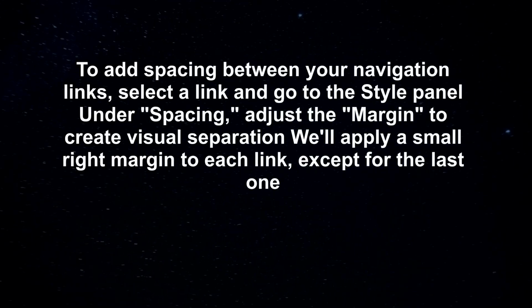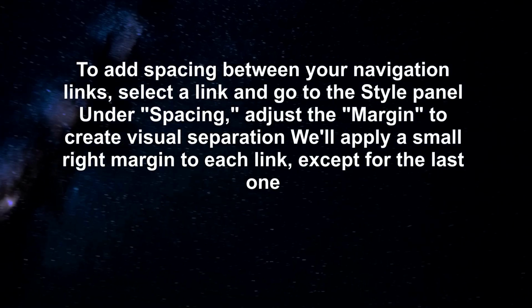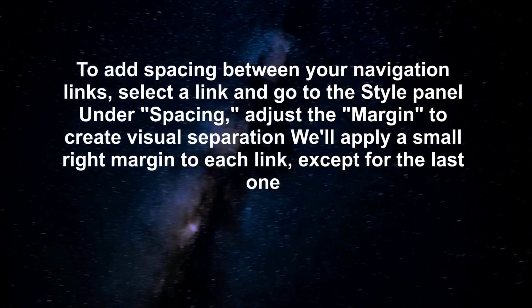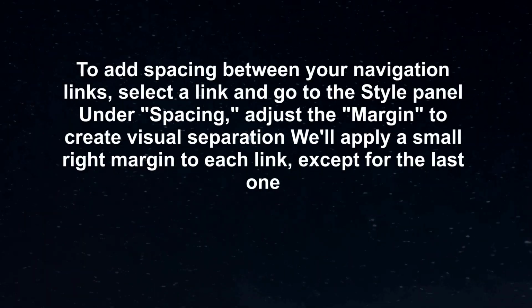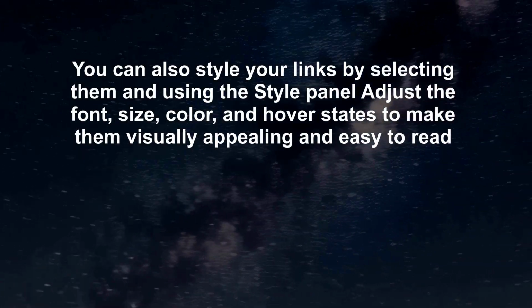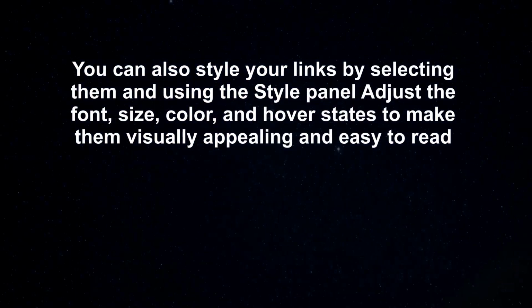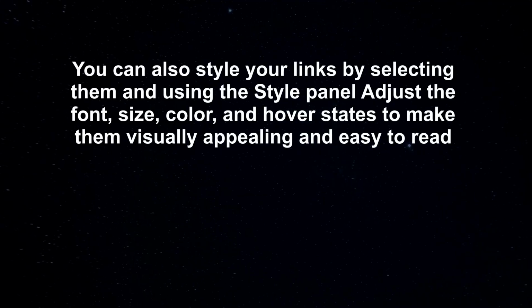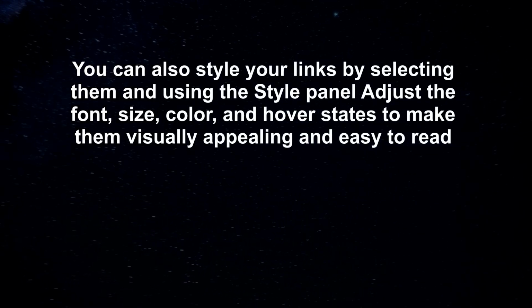To add spacing between your navigation links, select a link and go to the Style panel under Spacing. Adjust the margin. To create visual separation, we'll apply a small right margin to each link, except for the last one. You can also style your links by selecting them and using the Style panel to adjust the font, size, color, and hover states to make them visually appealing and easy to read.